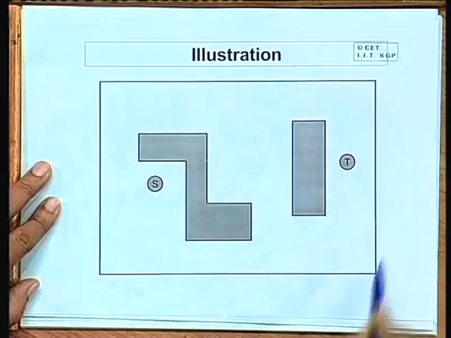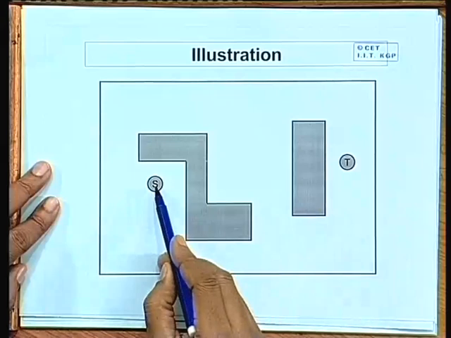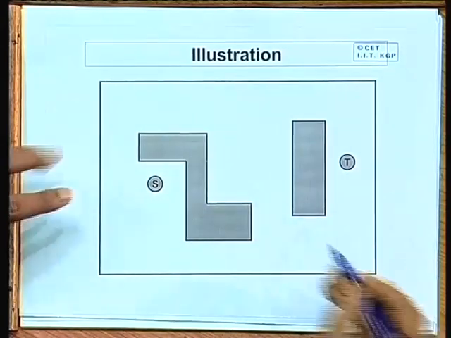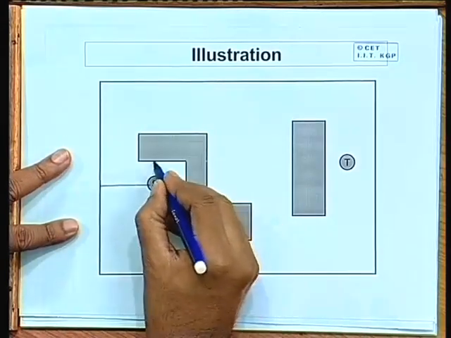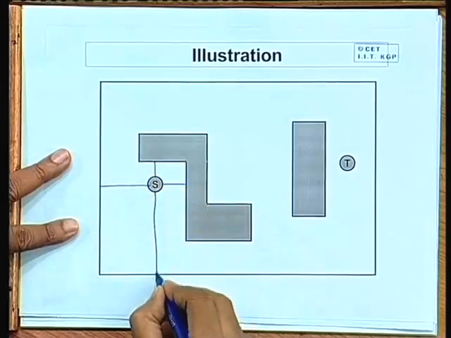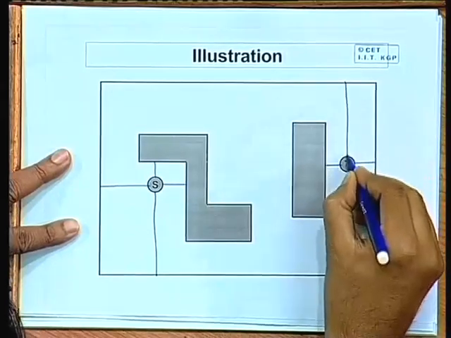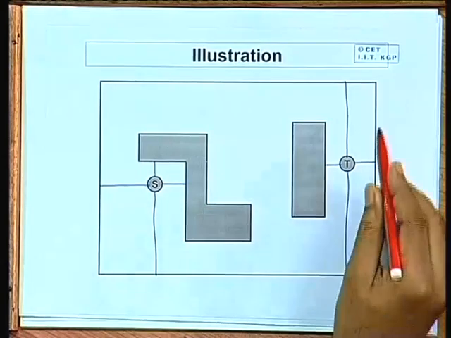So let us take an example like this. This is the boundary, these are the 2 obstacles, this is the source and this is the target. To start with, there is a horizontal trial line like this and a vertical trial line like this. So we start from S. Similarly from the target, these are the two trial lines. These are the trial lines of level 0.